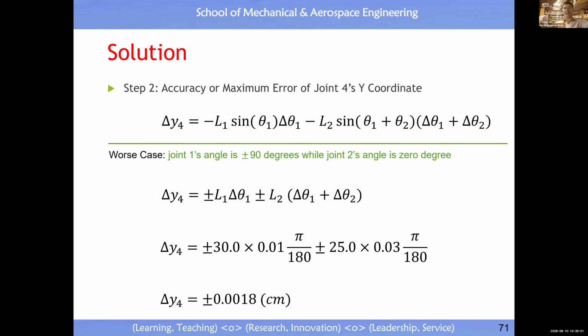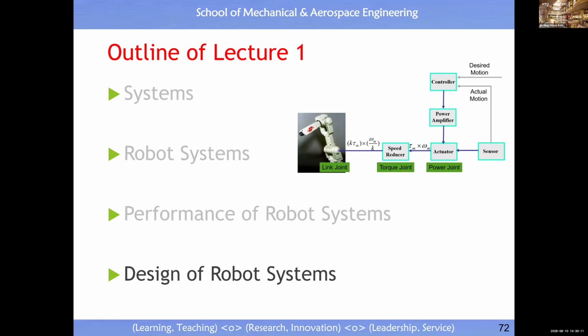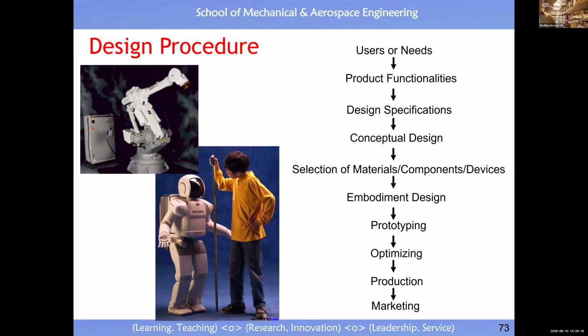So this slide helps you link sensory error to the tool tip's error. Okay, good enough already, right? The next question is how I'm going to design a robot mechanic system, control system, programming system. This is a guideline for you to follow. I guess this guideline is general, applicable to any product, any mechanic system.